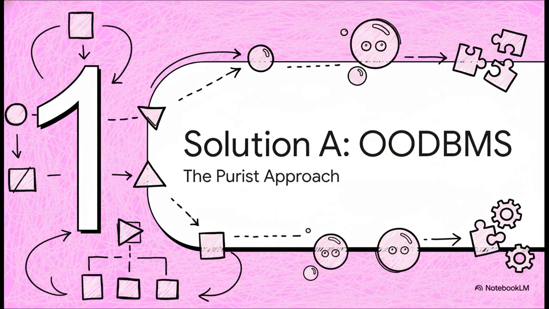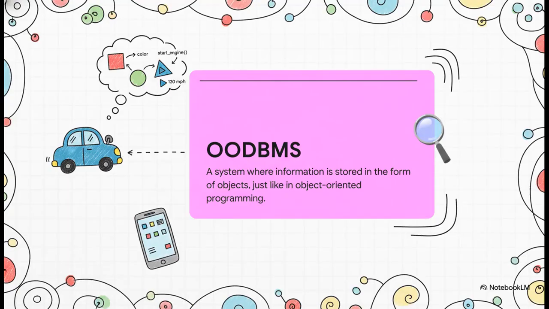Okay, so let's check out the first solution. This was a pretty revolutionary idea at the time. The thinking was, instead of forcing our programming objects into a database's world, what if we built a database from the ground up that thinks and acts just like an object-oriented program? And that is the absolute core idea of an OODBMS. It treats data exactly as it appears in your application, as an object. And remember, an object isn't just data. It has properties, like a car's color, but it also has behaviors or methods, like a start engine function. It's all bundled together into one neat package.